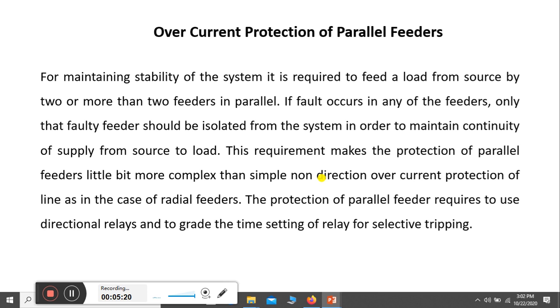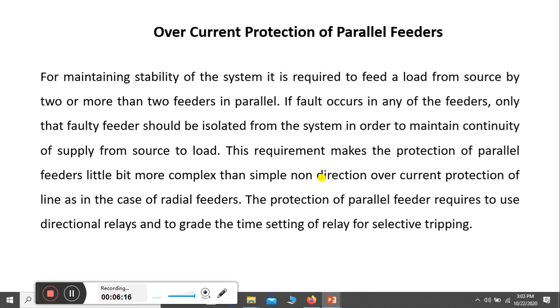Now we'll discuss another topic, called overcurrent protection of parallel feeders. What is the advantage of placing parallel feeders? If one feeder is unable to supply the complete load, then two parallel feeders are placed so that the load can be shared between the two feeders and easily dispatched towards the load. The second advantage is that if a fault happens on one feeder, the second feeder will carry on supplying power to the rest of the system. That's why we use a parallel feeding system.